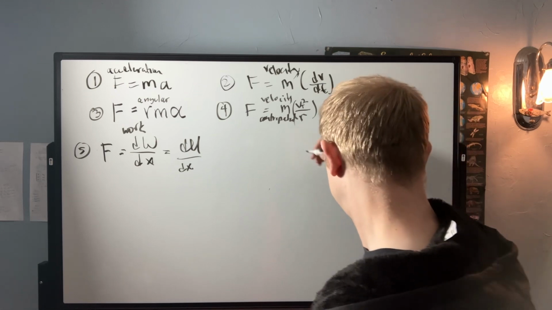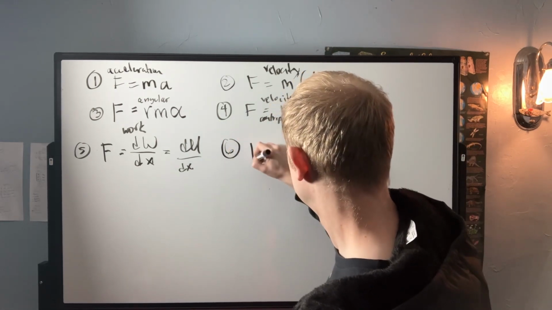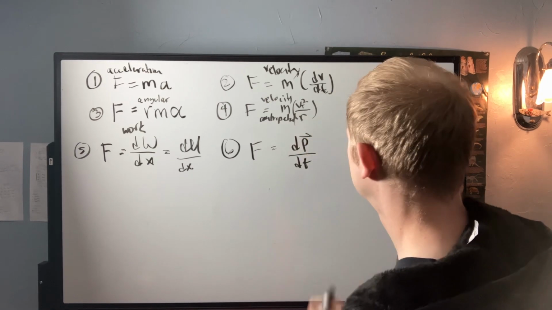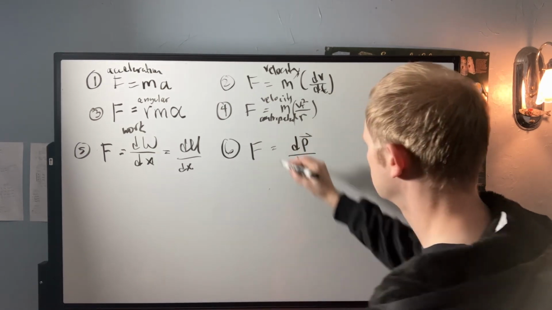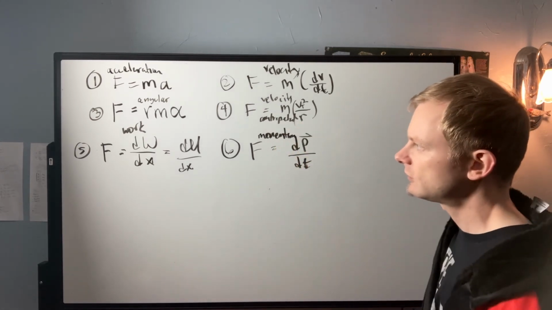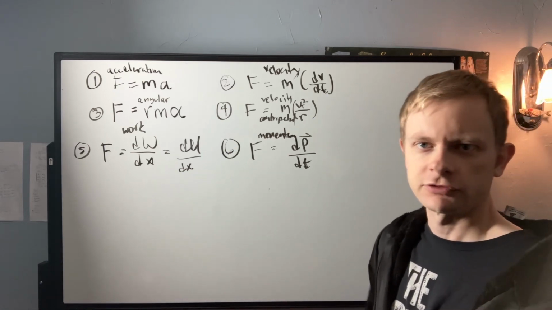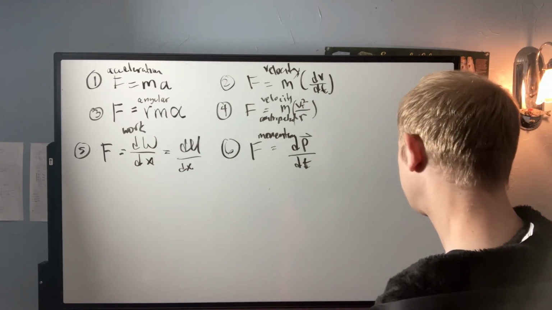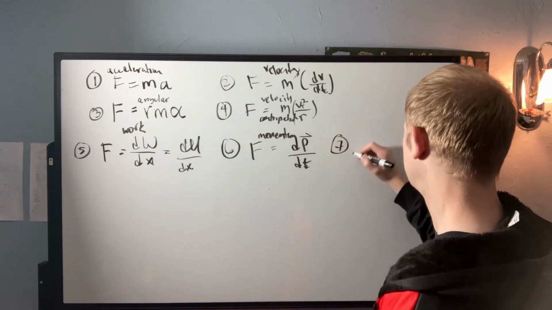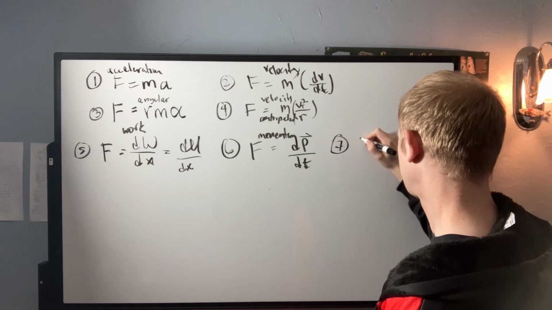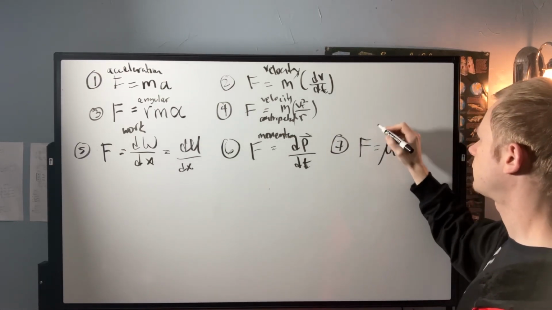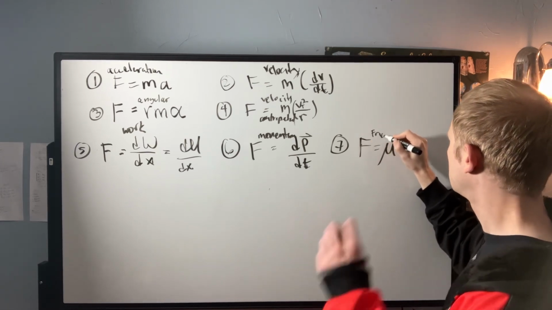There's a couple more. Maybe you know momentum. So the derivative of momentum over time is also equal to force. This is momentum. You don't really have to memorize these equations. You just want to write these all down in your little cheat sheet so that you have them available to you. Here's another one, number 7. This would be F equals mu n, and this could either be static or kinetic friction.